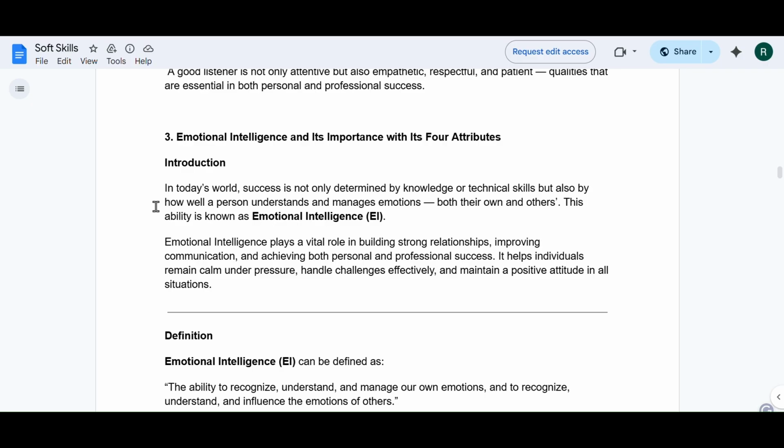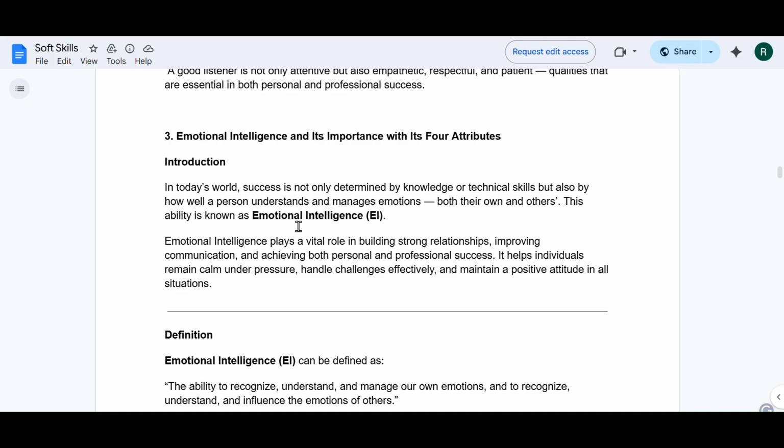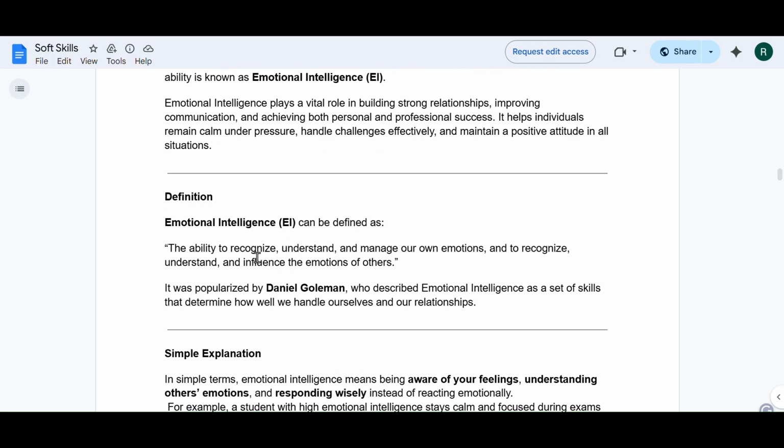It means we shouldn't have knowledge only about technical skills, but we also need to understand our personal emotions. So here, emotional intelligence is nothing but understanding our personal emotions and also others' personal emotions, which is known as emotional intelligence. So let us discuss a perfect definition.